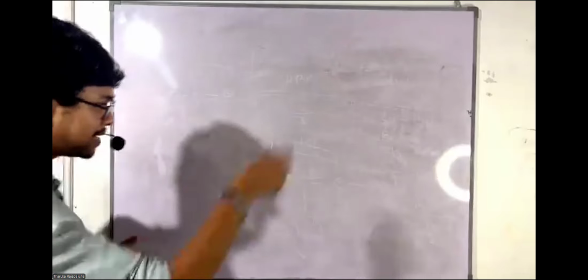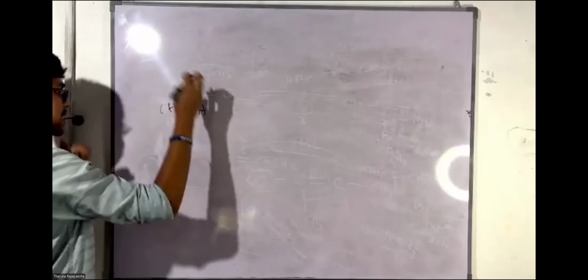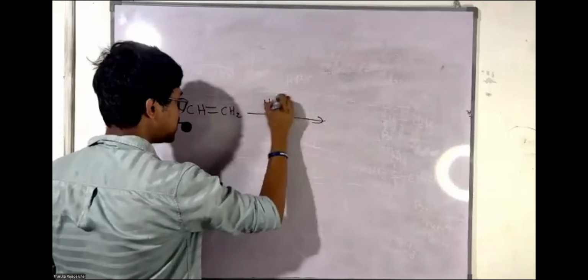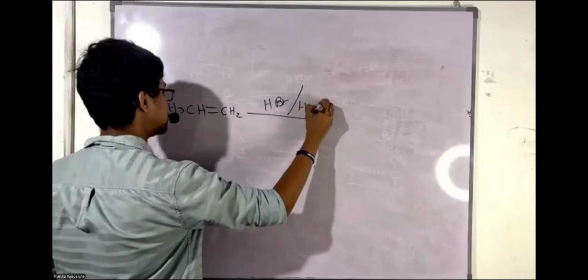Okay. So the next one is hydrohalogenation type number 2. Here, CH3CH, CH2, and you react HBr in the presence of a peroxide.